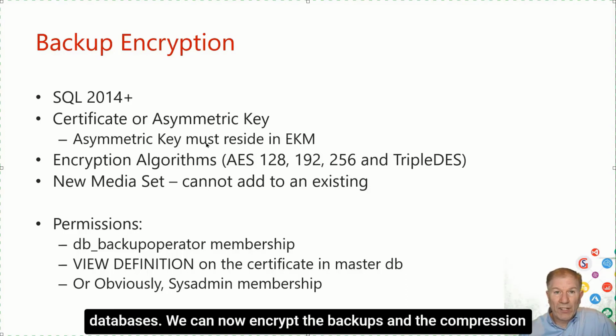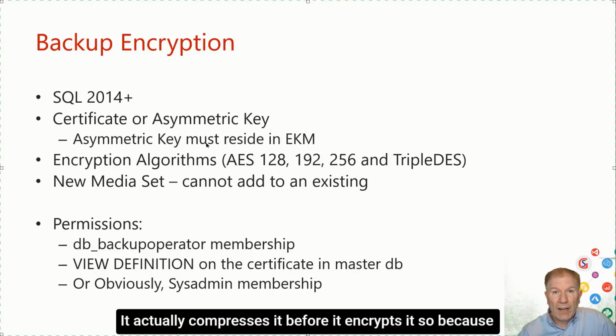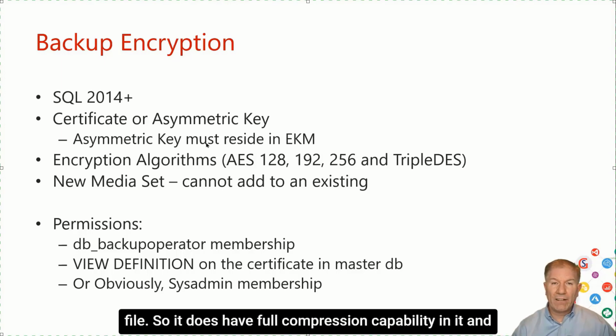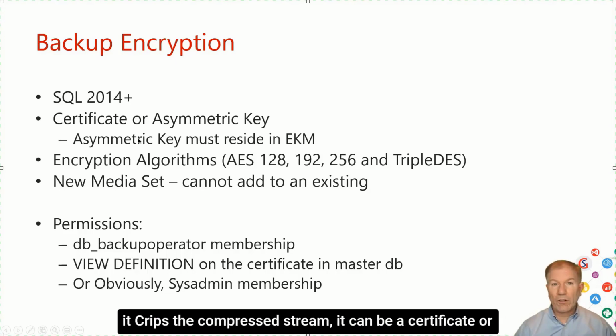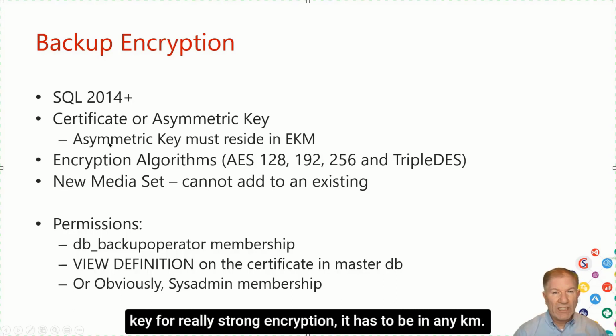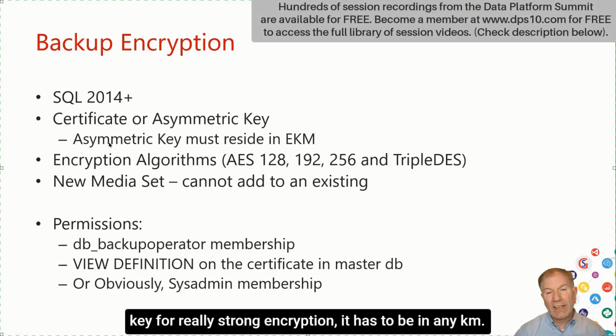And the compression is completely good. It actually compresses it before it encrypts it. Because the database is unencrypted, it doesn't have the encrypted stream coming out of the data file, so it has full compression capability, and then it encrypts the compressed stream. It can be a certificate or asymmetric key, but if you want to use an asymmetric key for really strong encryption, it has to be an EKM.